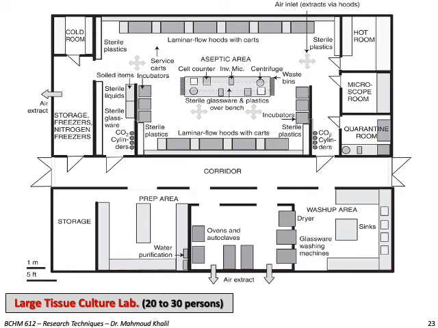This is designed for a large tissue culture lab that suits a maximum of around 30 persons, and you can see that the space is huge compared to the other designs, and most of the equipment is repeated, and you can see that there are almost like 5, 6, 7, 8, 9 laminar flow hoods for working with the cell culture.